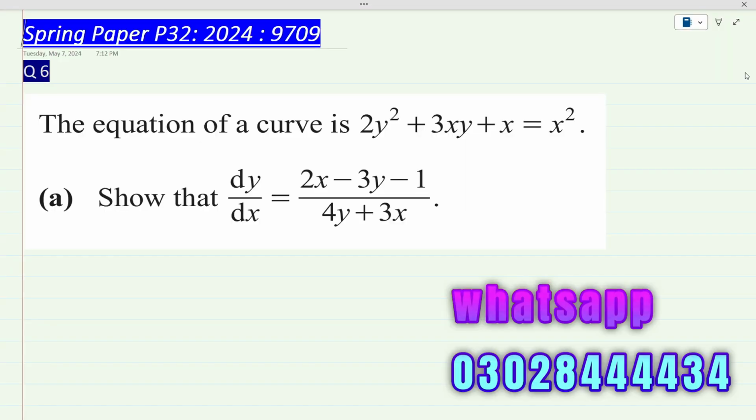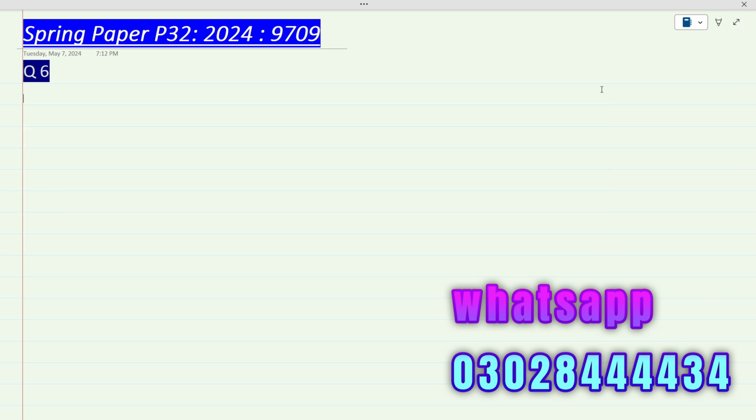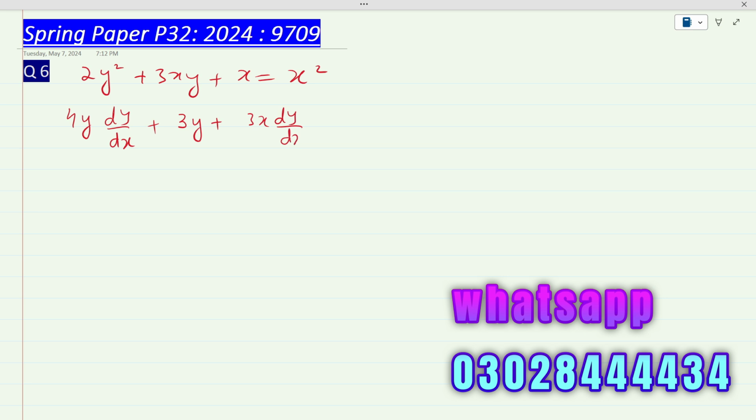Number 6. The equation of the curve is this implicit equation: 2y squared plus 3xy plus x equals x squared. We have to show what its first derivative would be. Now this is an implicit equation, so let's differentiate it with respect to x. So 2y squared would be 4y dy over dx. Then we have 3xy. Let's consider 3x as u and y as v. So the derivative would be 3y plus 3x dy over dx. The derivative of x is 1, and the derivative of x squared is 2x.